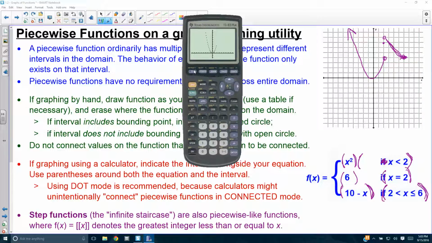Okay, I got to put in the other 2 points. Now, stay in dot mode as you do this, and let's go 6. It equals 6 when x is equal to 2. So here we go, x test equals 2. All right.